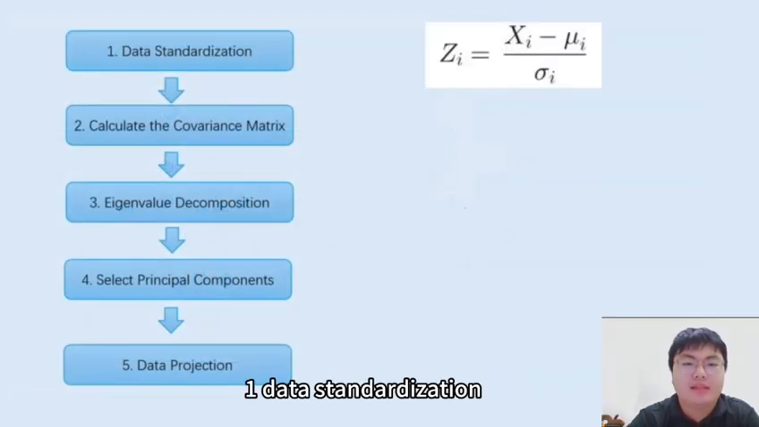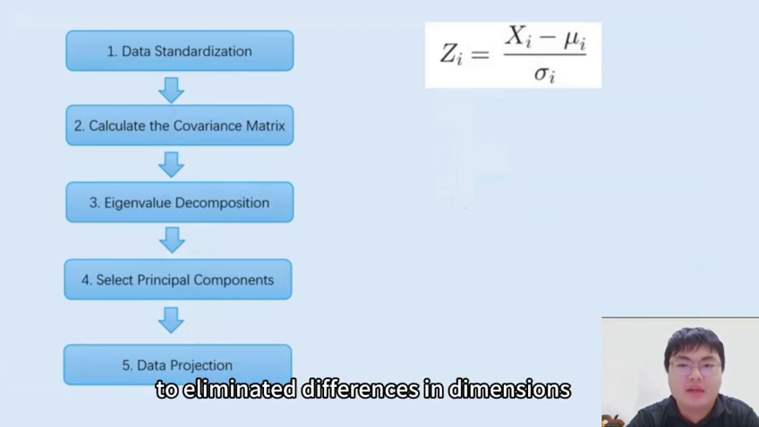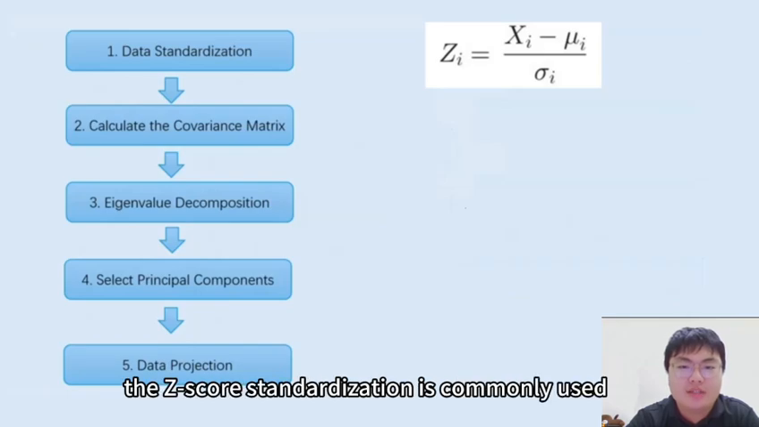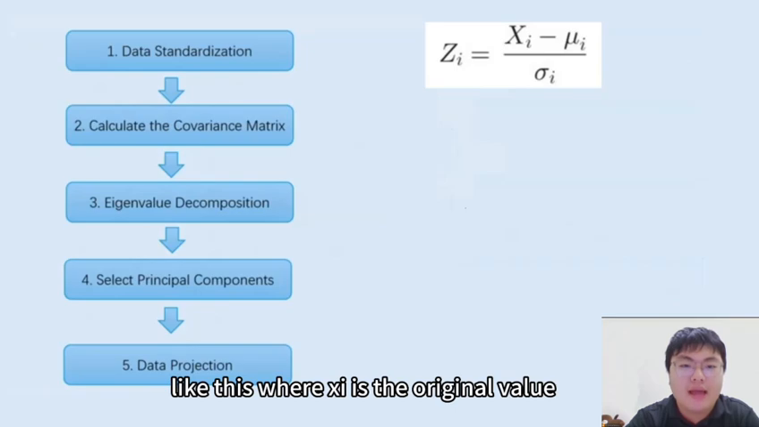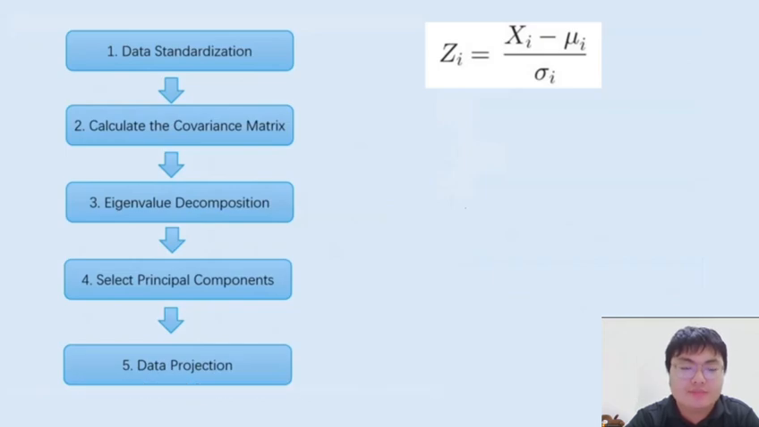1. Data standardization. Perform standardization on the original data to eliminate differences in dimensions. The Z-score standardization is commonly used like this, where x_i is the original value, mu_i is the mean, and sigma_i is the standard deviation.